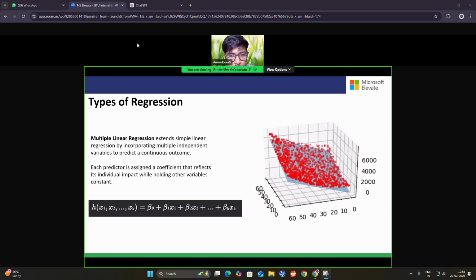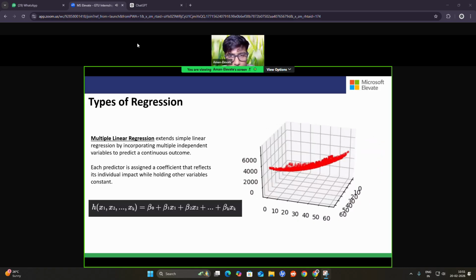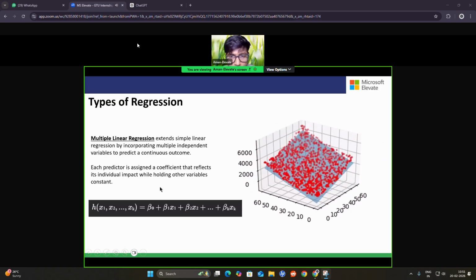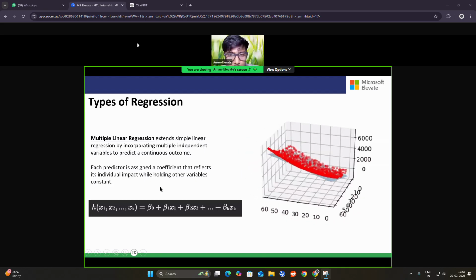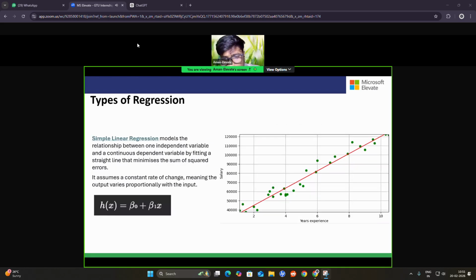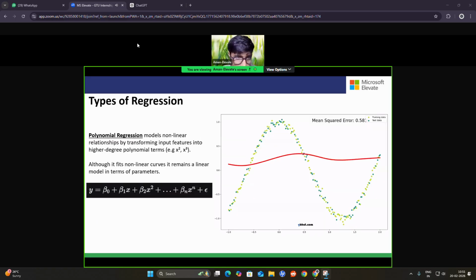And now there is one more thing that we discussed in the last class: most of the time our graph would not be like this. It can be curvy, right? Then how will we utilize linear regression? If your line is curvy, then linear regression won't work, right? How will you resolve it? Polynomial regression.